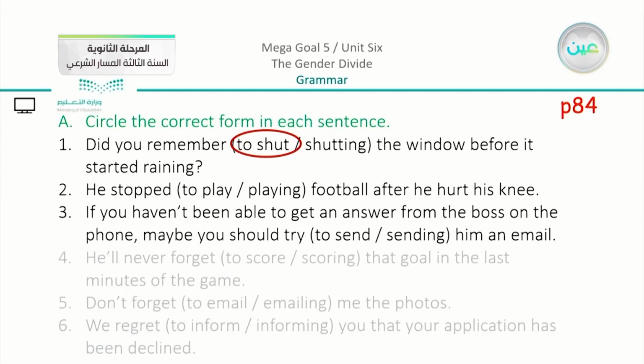He stopped to playing football after he hurt his knee. So we have something that is continuous here. So it's not just one action that I'm going to do and then complete or stop doing. It is something for a long period. So here we have, he stopped playing football. Number 3: if you haven't been able to get an answer from the boss on the phone, maybe you should try to sending him an email. So like the example that we just explained, you are doing something specific here, which means that we have here sending.